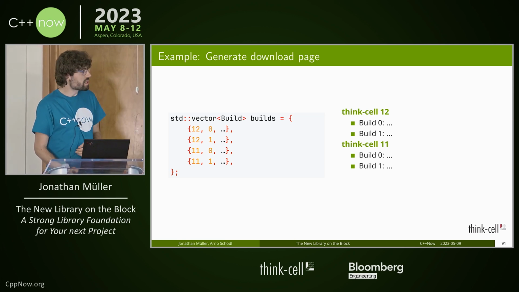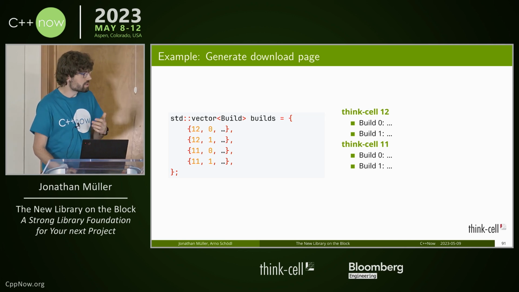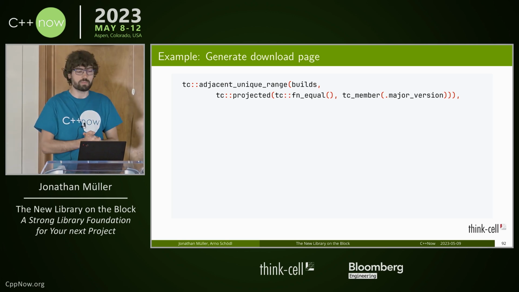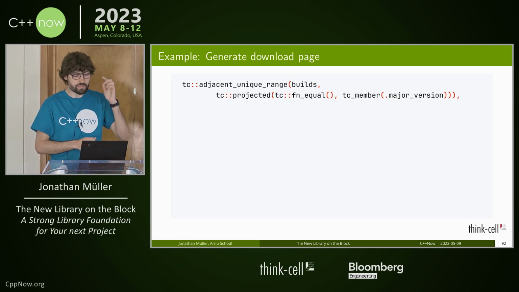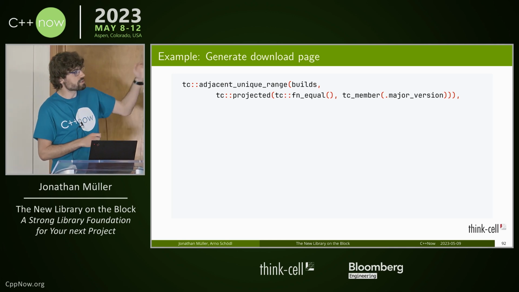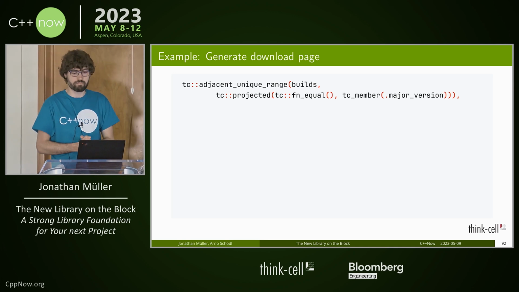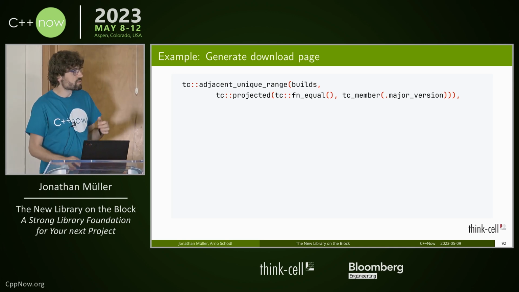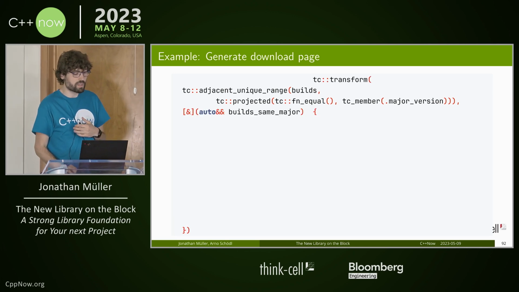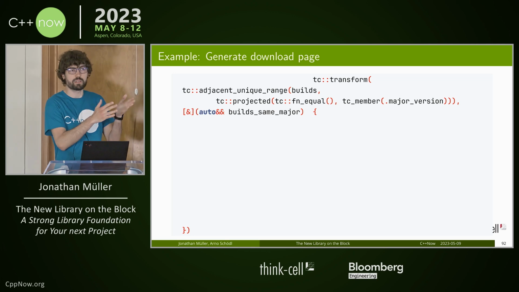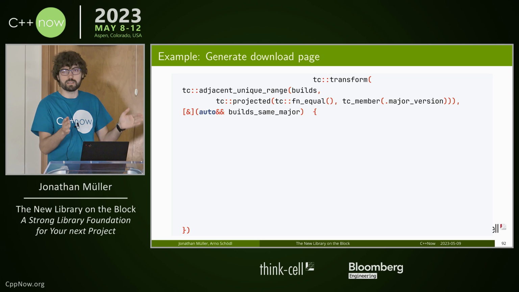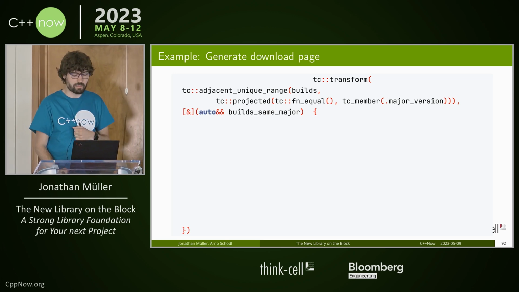And the way this works using the range library is like so. So the first thing is we want to group them by the major build number. So we call adjacent unique range, which turns a range into a range of ranges, where each sub-range is equal according to, in this case, the major version number. We then want to convert each individual sub-range into the HTML. So for that we use transform, which invokes the lambda, as I said, for each object. The lambda is invoked with a range, and each range contains builds that have the same major number.